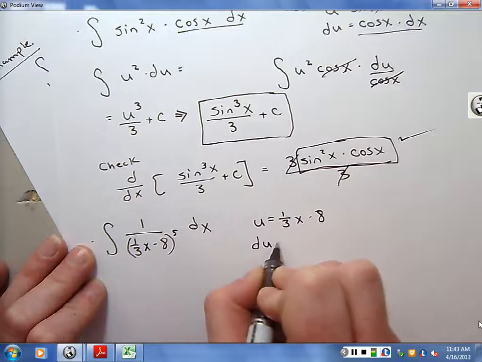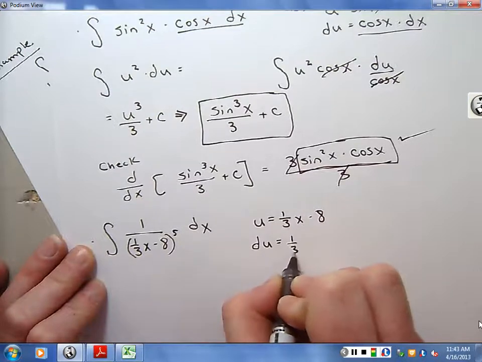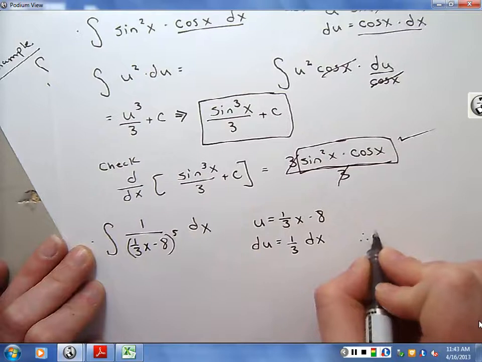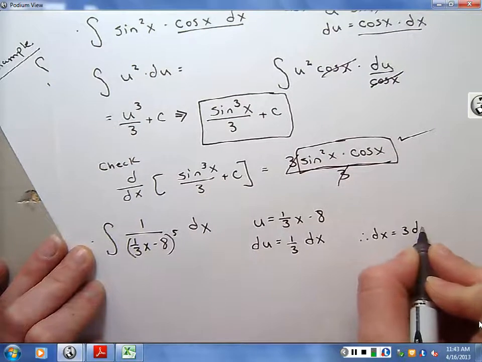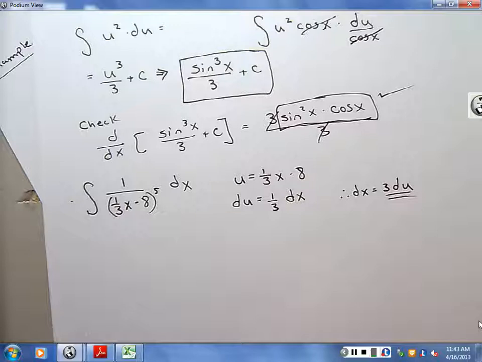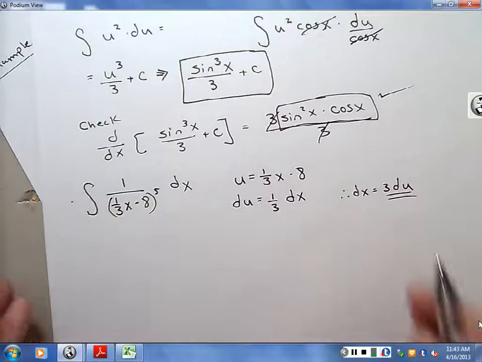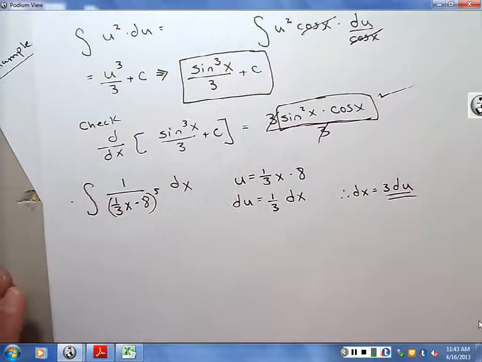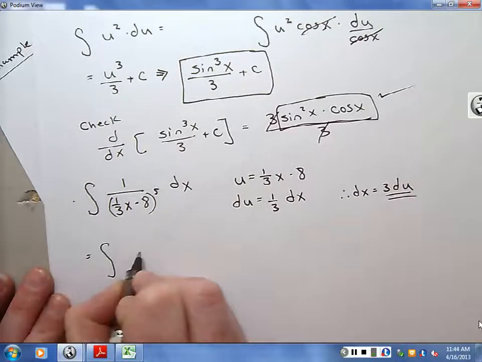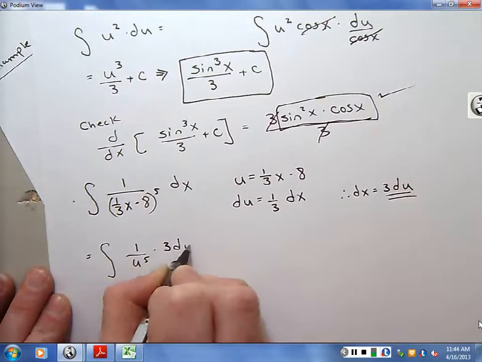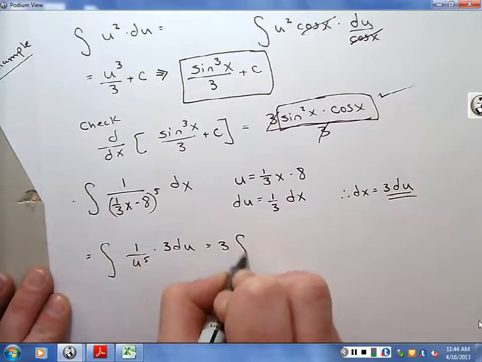So then du is 1/3 dx. Now if I solve for dx, I have 3 du. So this would be kind of my method, instead of multiplying by 3 and dividing by 3. Everywhere I have a dx, I'm going to replace that with 3 du. So this would be the integral of 1 over u to the 5th times 3 du. So I can take the 3 out of the integral.